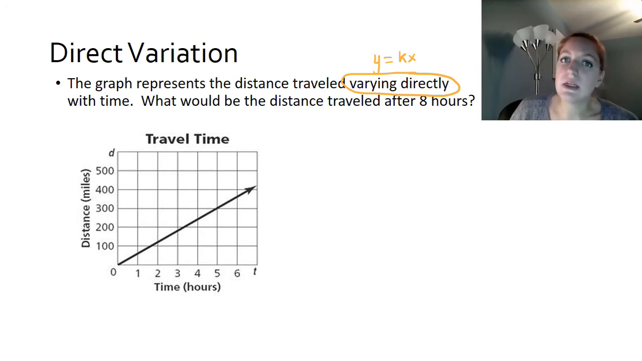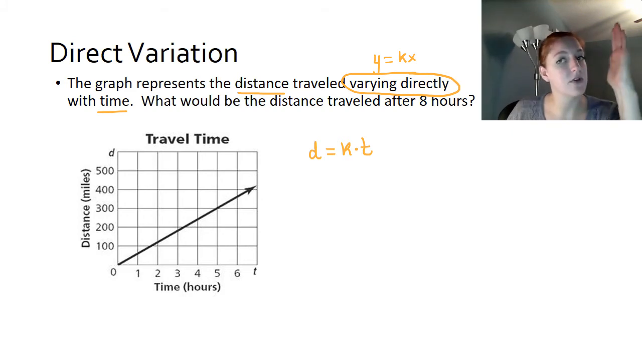And what we need to do is fill out this formula and figure out what's my y and what's my x. So what's to the left of varying directly? Well, the distance would be on the left of that phrase. So we would say distance is equal to k, because remember we don't know what k is, that's our constant, times x. And x is whatever's to the right, so the right would be time. You can also fill these out using your graph here, right? This is your x-axis, the horizontal is always your x, and the vertical is always your y. So you see x is t and y is d, so it does coincide.